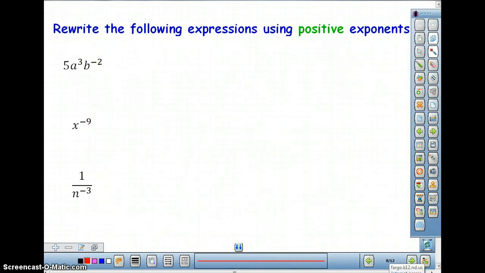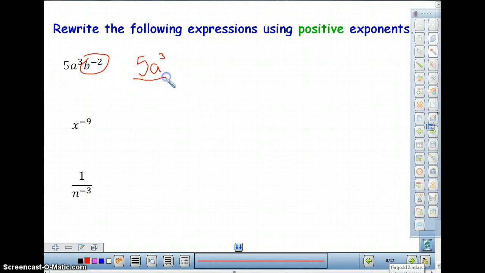Okay, sometimes they're going to throw things at you where you have to take everything step by step. Here we've got 5a cubed, and that really doesn't change. So we write our 5a cubed. But then I have my b to the negative 2. So I have to throw that to the bottom, and then I can make my exponent positive. So my answer to this is 5a cubed over b squared.